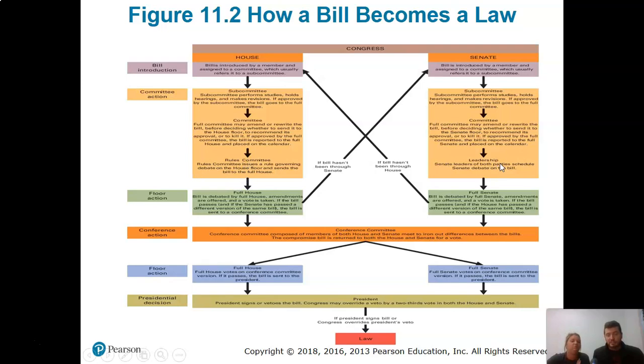This is the first thing that is not the same. The Rules Committee issues a rule governing debate, like how long it's going to be debated. And then it goes to the full House floor.